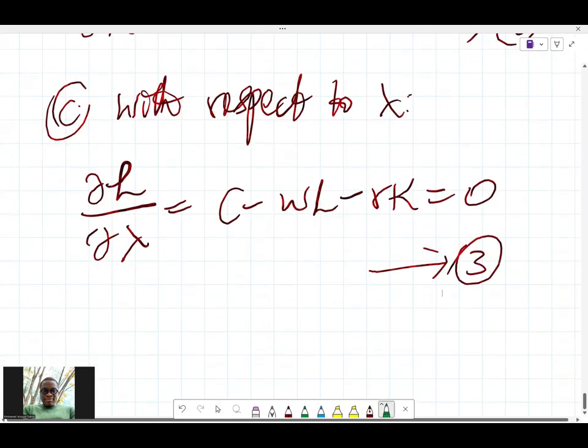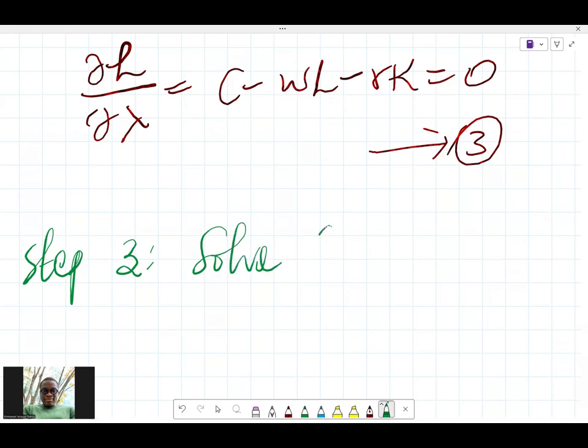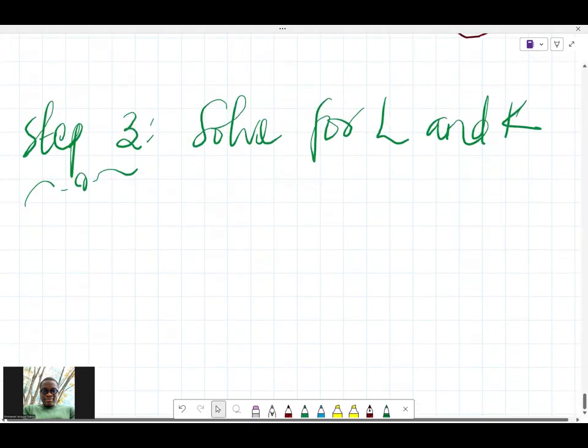So with that in place, we go for step 3, where we solve for the variables. Step 3, solve for L and K. And to solve for L and K, we can divide.